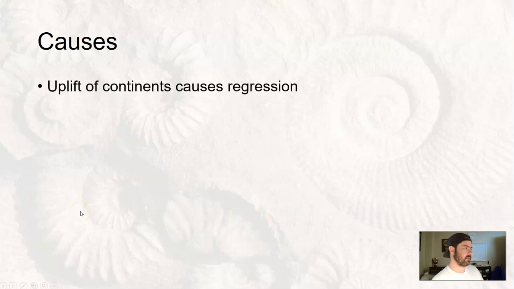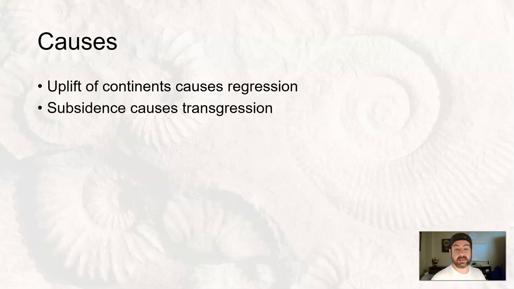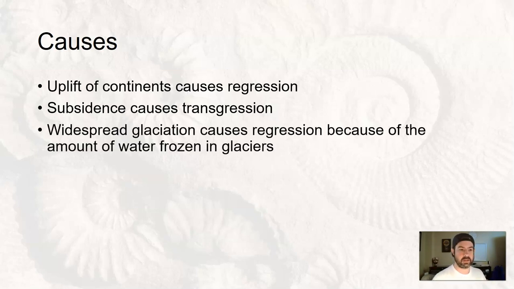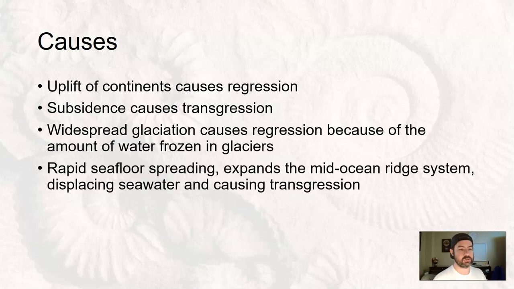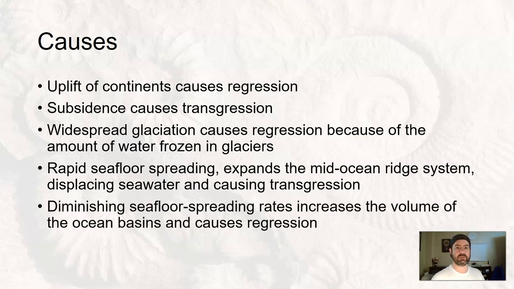And again, what are the causes of some of these transgressive and regressive events? Again, plate tectonics, uplift of continents, that can cause regression. If a continent goes higher, then it seems like the water is falling. Subsidence, if due to plate tectonics the continent sinks, then it would seem like the water level is rising. Again, widespread glaciation can cause regression. You're taking water out of the ocean basins. Rapid seafloor spreading can cause transgressive events. Slower seafloor spreading can cause regressive events. So plate tectonics, climate is kind of the two big things there, really. And all of these are kind of shades of that.